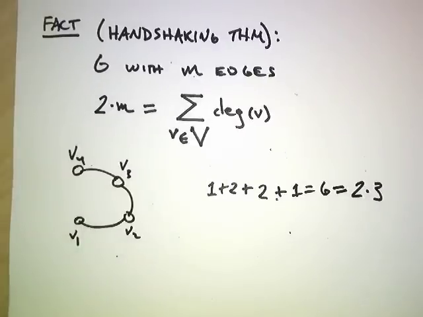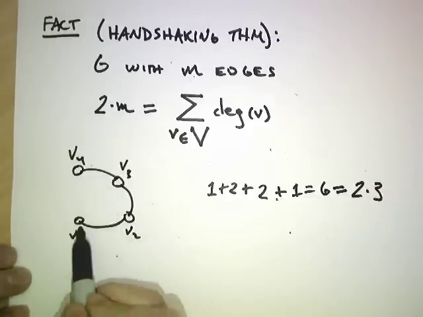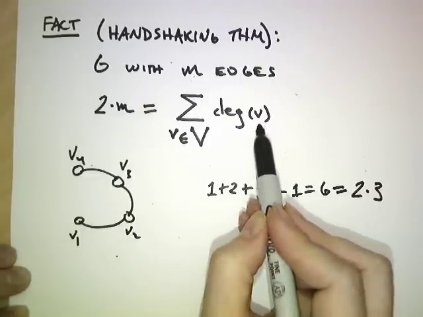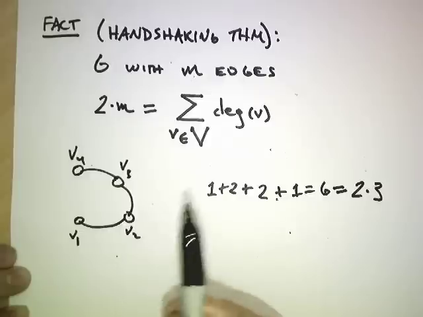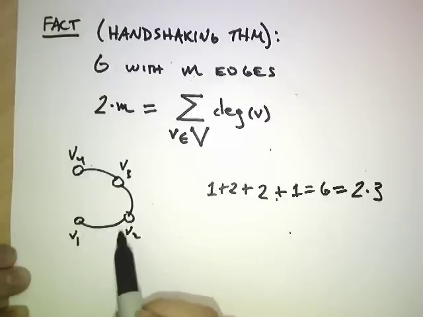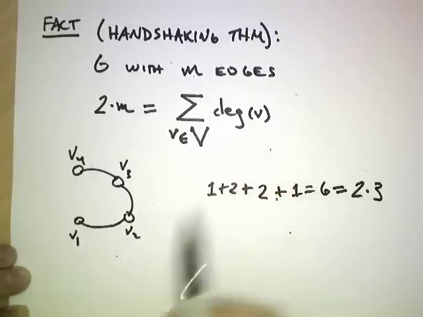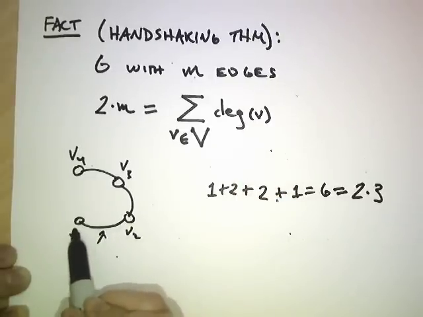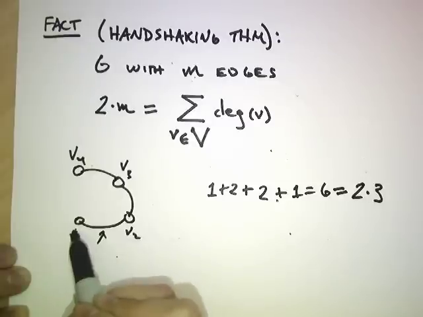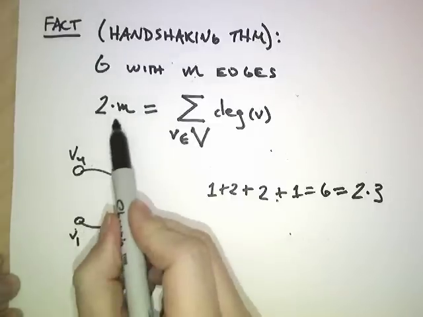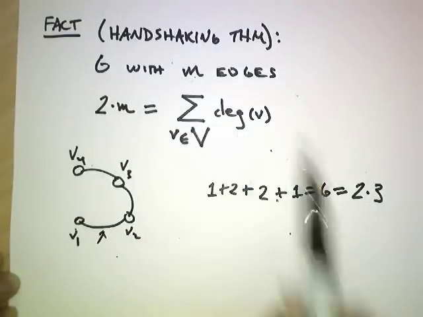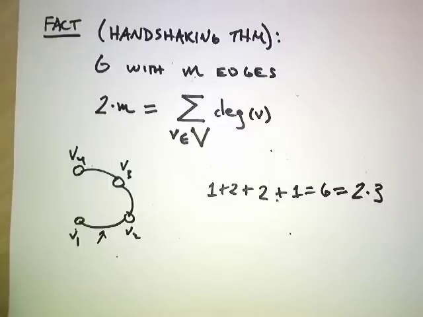Why is this handshaking theorem always true? Well, it's simply because each edge connects exactly 2 vertices. And remember, the degree of each vertex is the number of edges coming out of it. So every edge is going to be counted twice when you sum up over all the degrees. This edge right here, it's going to figure into when we look at the degree of V1 and the degree of V2, because it connects both V1 and V2. So 2 times the number of edges is always going to equal the sum over all the vertices in the graph of the degree of that vertex.